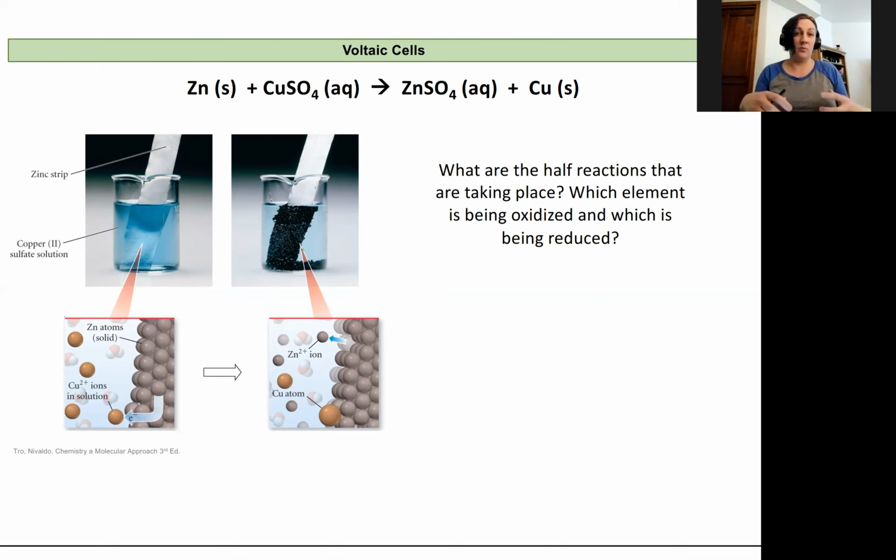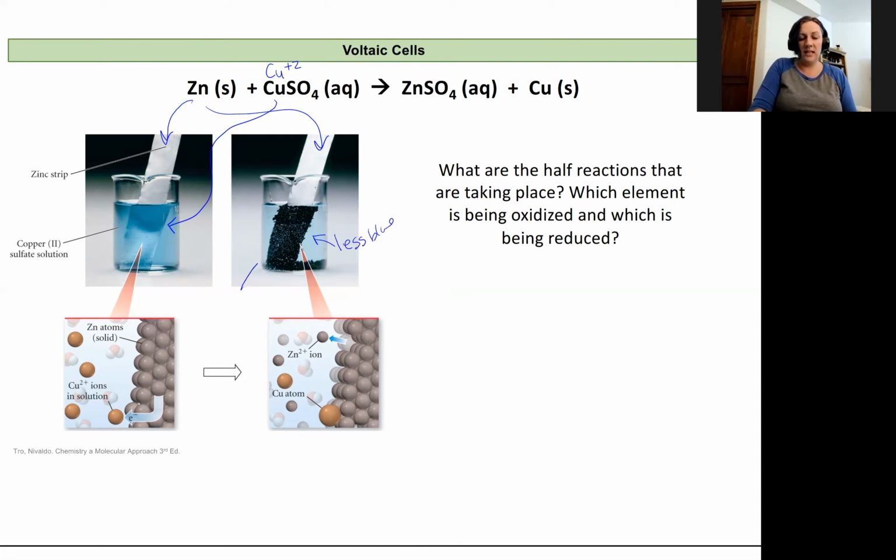Let's take a look at another redox reaction, zinc and copper sulfate. What we have here is zinc, which is these strips of metal you can see right here. This is another before and after. Our copper sulfate is this blue solution from the copper +2 ions. When we start with this blue solution and this silvery zinc metal inside the solution, we see over time the solution becomes less blue.